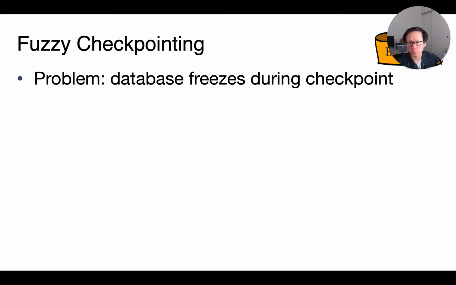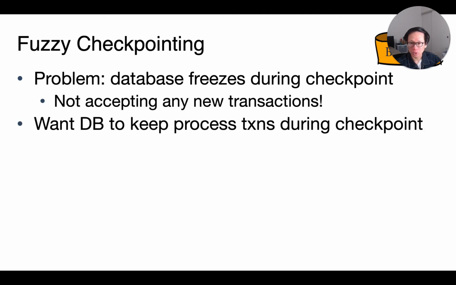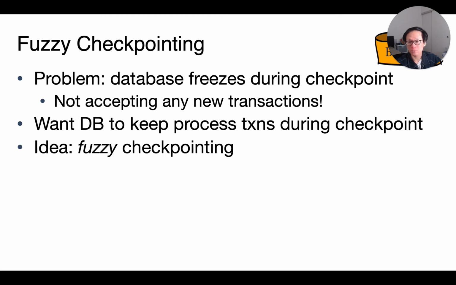The problem with the checkpointing mechanism which is introduced is that the database system cannot process any new transactions while the checkpoint is being taken. Ideally, we want the database to keep processing transactions while the checkpoint is taking place. This is the idea of fuzzy checkpointing.